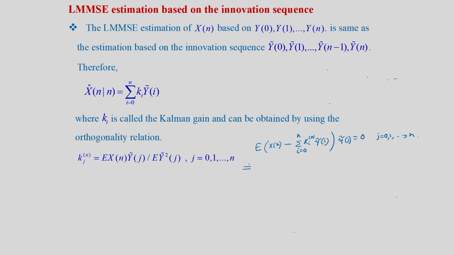This implies that E of x n into y tilde j minus, now because this y tilde I sequence is orthogonal, there will be only one term, that is k j n into E of y tilde j square, that must be equal to 0, from which we will get k j n is equal to E of x n into y tilde j divided by E of y tilde j whole square. So, this is the relationship.